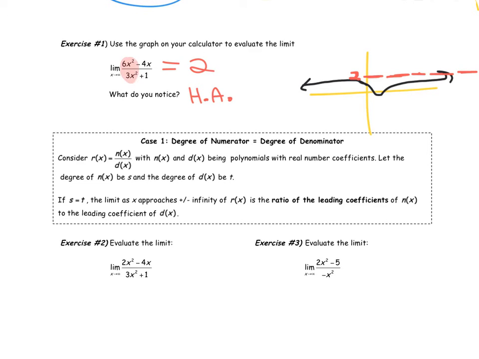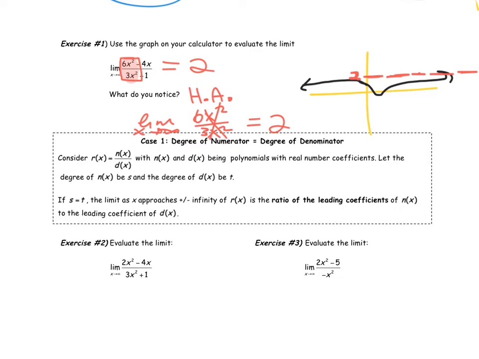This is equal heavy. The degree on top is equal to the degree on bottom. So what I'm going to do is isolate that fraction. I'm going to look at just this. So I'm going to take the limit as x approaches infinity of 6x squared over 3x squared. The x squareds are going to cancel, and I'm left with 2 because this is equal heavy.